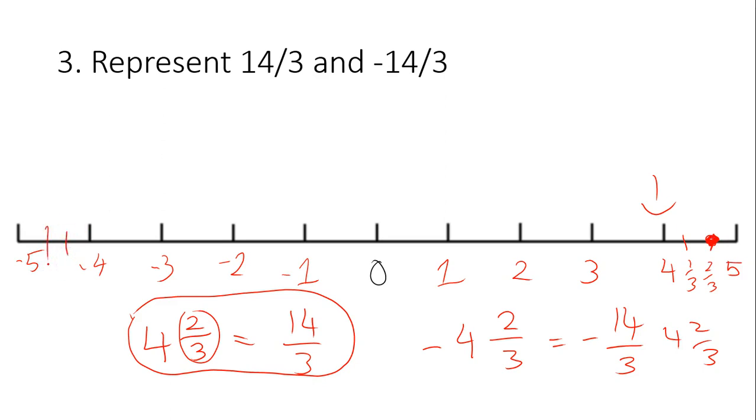This is minus 1 by 3. Let's make this minus 2 by 3. And then let's just circle this, as this is equal to 14 by 3 and minus 14 by 3. So this question done. This was a bit of a tricky question.